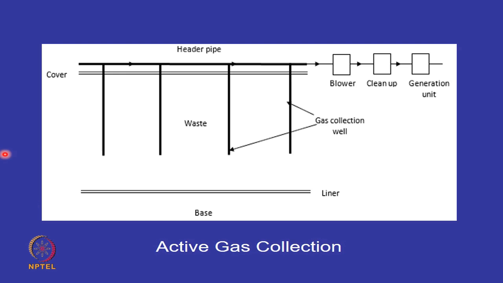So this gives you an overview of how it looks. In any landfill, there will be a liner, you have a cover, and you have these wells. These are the header pipes, header pipe, header pipe, header pipe. All of them go to a suction pump or a blower. The condensate, the gas cleanup, it can either go for electricity generation or it can be used for the purpose of heating or for other purposes.